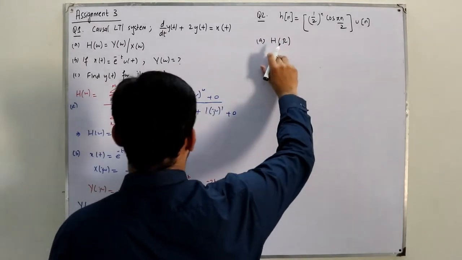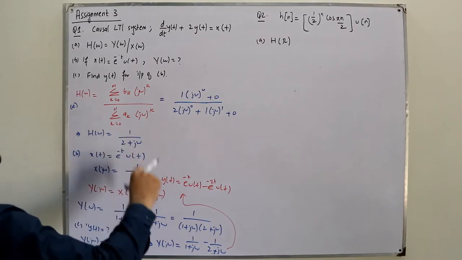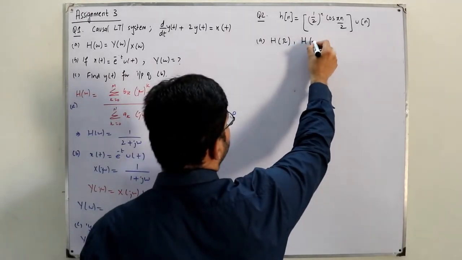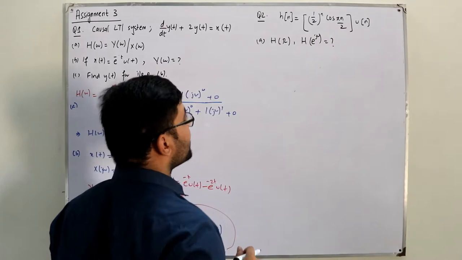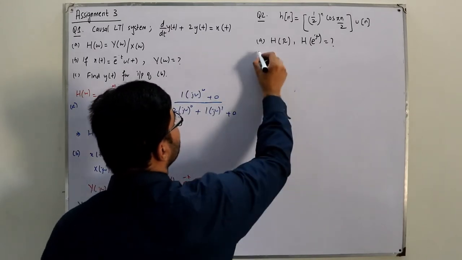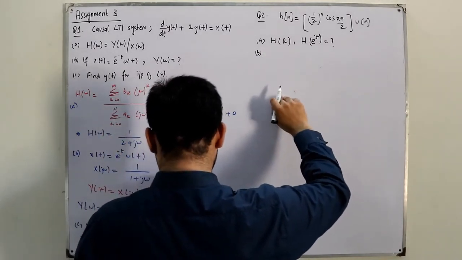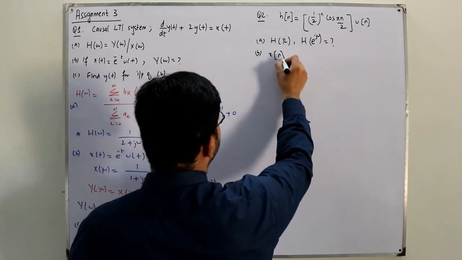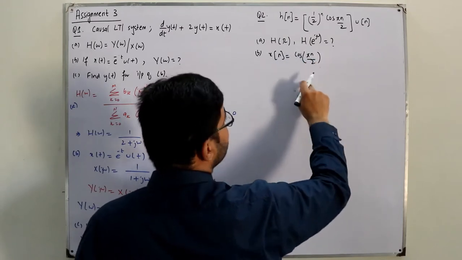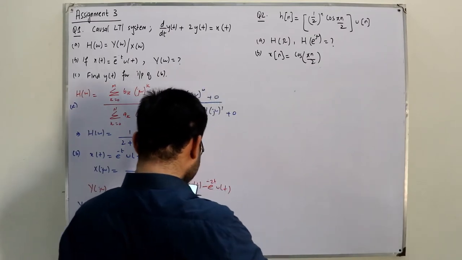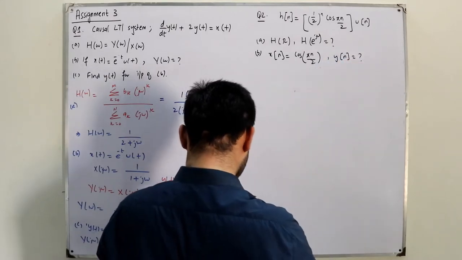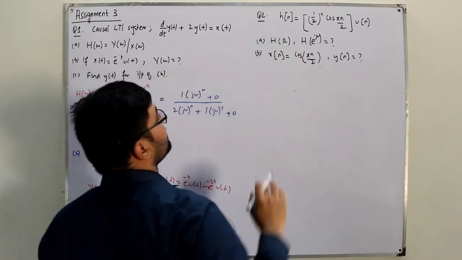H of omega and H of e to the j omega is the same thing. Some books use this notation for this thing, H of e to the j omega. Fine. These are one and the same thing. And then we have another part to it as well. Suppose that the input is x of n, equal to cos of pi n by 2. I will be writing it as 0.5 pi n later. Determine the system output y of n using the transfer function H of omega found over here.